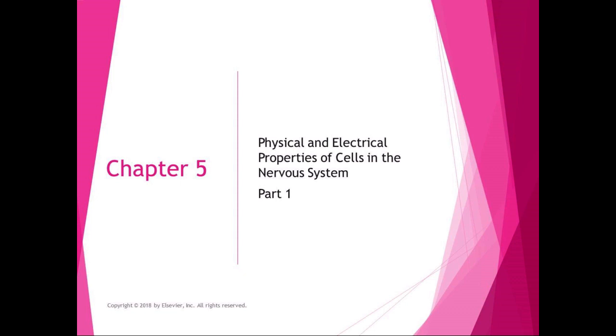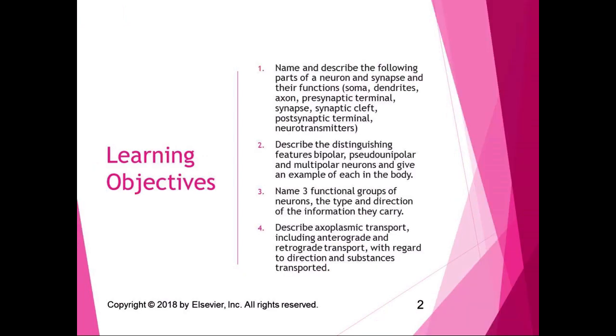So we're not going to talk very much about stem cells, but just know that they're all derived from the same neural stem cells. So for the learning objectives for this part, I want you to be able to name and describe the parts of a neuron and the synapse and their functions. So the parts that you should know the definitions for are listed right here and in the module in Canvas. You should be able to describe the distinguishing features of different types of neuron structures, bipolar, pseudo-unipolar, and multipolar neurons, and to be able to give an example of each in the body.